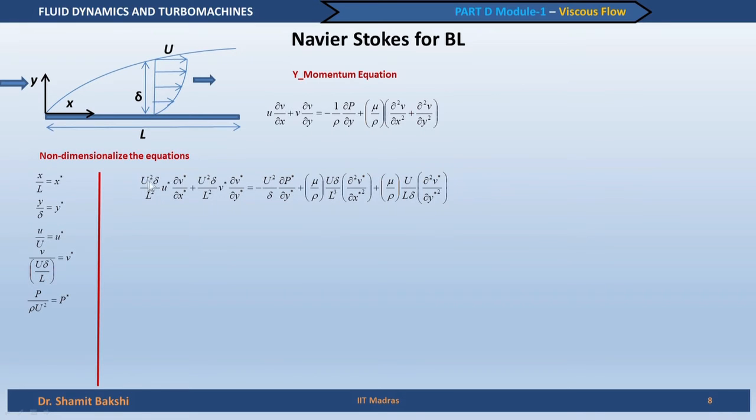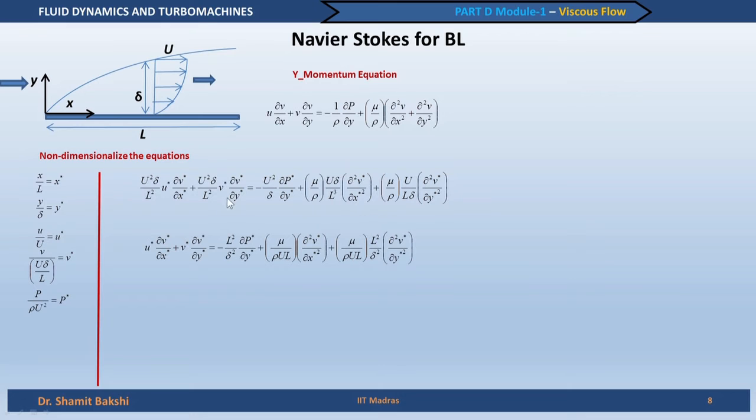So, 1 u came from u star, another u delta by L comes from the v star, and this x star is replaced by x star into capital L. So, another L comes from there. So, that is how it becomes u square delta by L square. So, this is the coefficient of the first term. The second term will also have the same coefficient if you follow the method which was introduced. So, if you continue, these are the expressions which you will get.